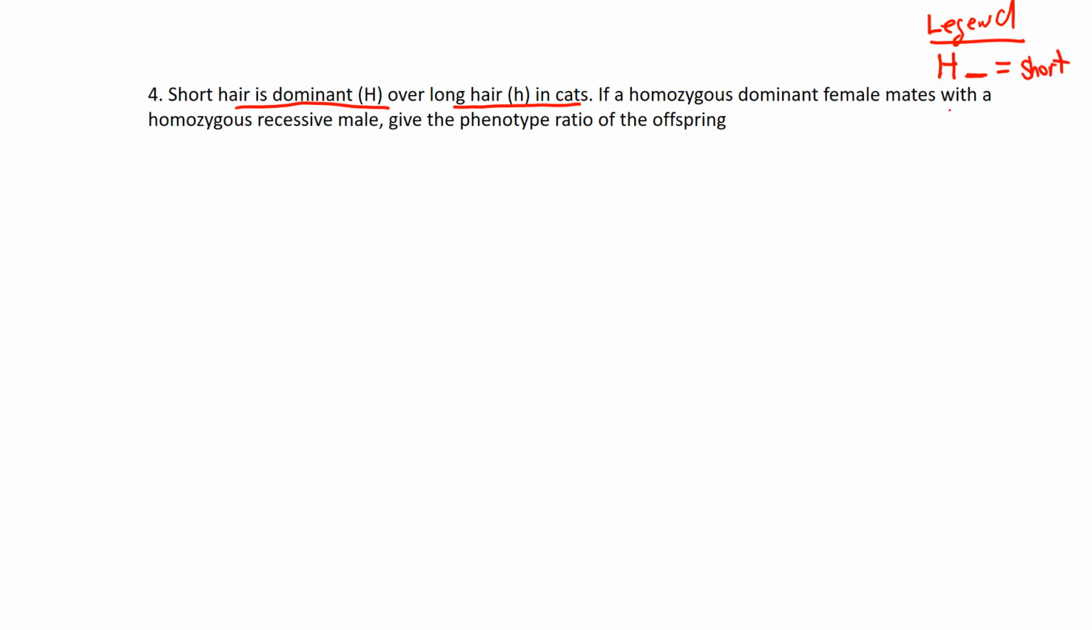The only way that we can get a long hair cat is if we have two little h's. So let's put them both in there to make this legend useful. And that is going to be long. Okay, step one, legend. Step two, underline the parents in the question, tell me their genotypes.